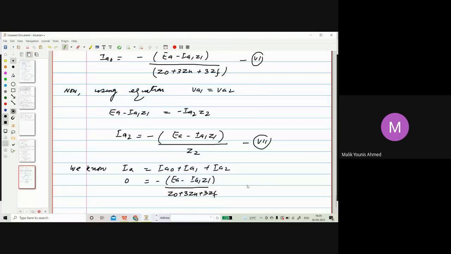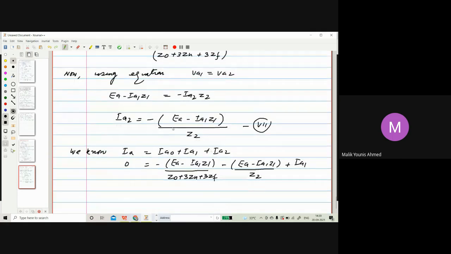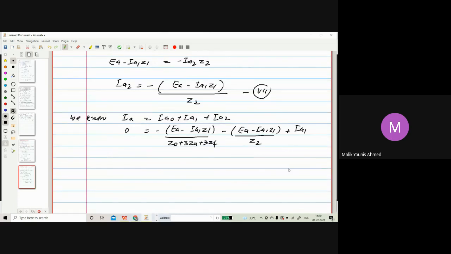So instead of IA0, we have used the value. Then we have to use IA2. The IA2 value we will also substitute, that is minus EA minus IA1 Z1 divided by Z2, and IA1 will remain as it is. IA1 we don't have to change because we want to get everything in terms of IA1. I have substituted the value of IA0, which is this one, the value of IA2, which is this one, and IA1 we have kept like this.